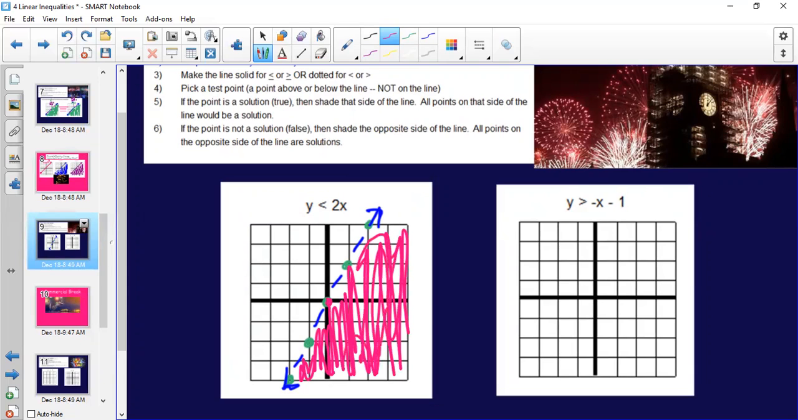And I have to shade the entire graph. Okay, so don't just shade like a little part of it. We can shade everything below that line.